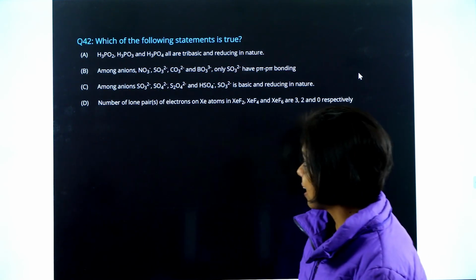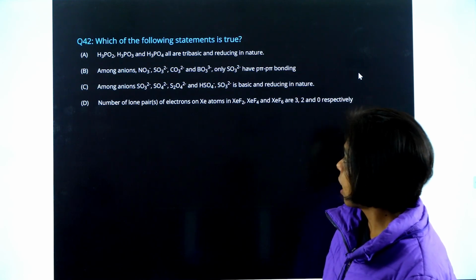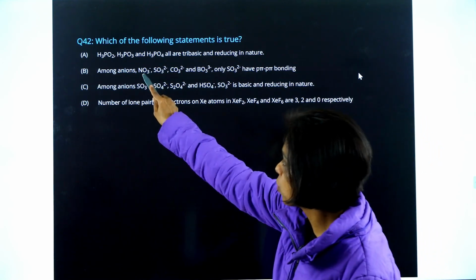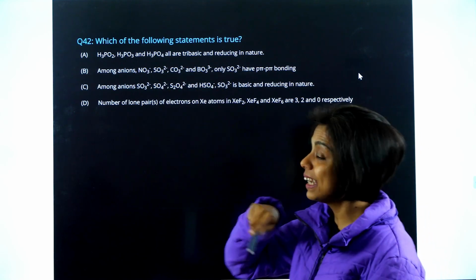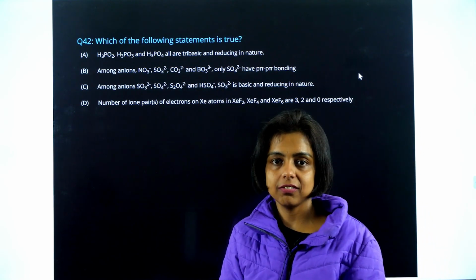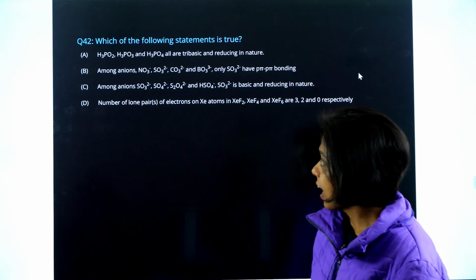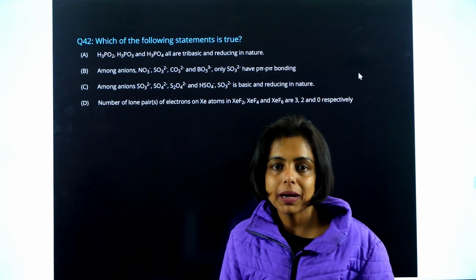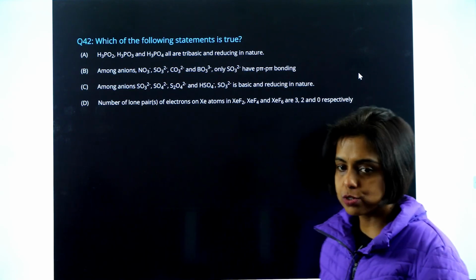B, among anions, nitrate, sulfide, carbonate and borate, only sulfide will have p-pi d-pi bonding. So we have nitrogen, sulfur, carbon and boron. Only sulfur will have d orbitals, 3d. Nitrogen, carbon and boron, they don't have. So they will not do any kind of p-pi d-pi bonding. There will be p-pi bonding in the rest of the ions.